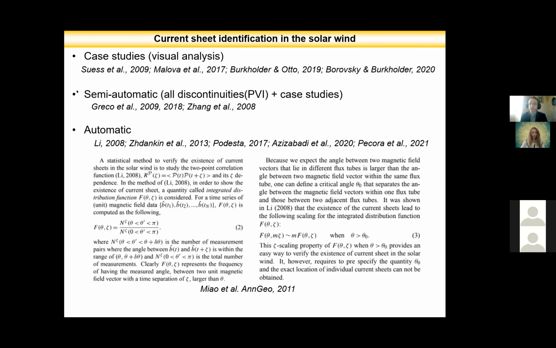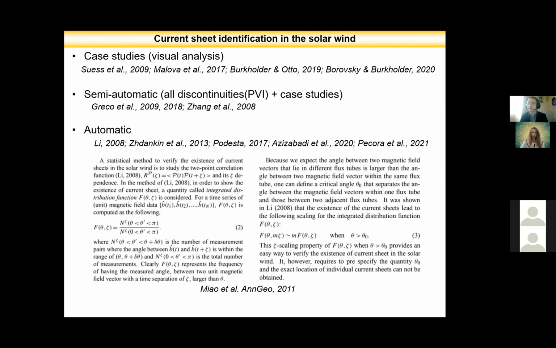A few words on the already existing methods. We can generally categorize them into three groups. The first one being case studies or visual analysis. These methods are generally very accurate because they're done by humans. But if we're talking about creating a database, a few million cases, it's going to take literal years, if not lifetimes, to create something of that scale just by analyzing visually.